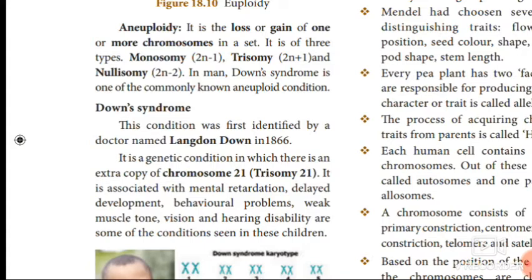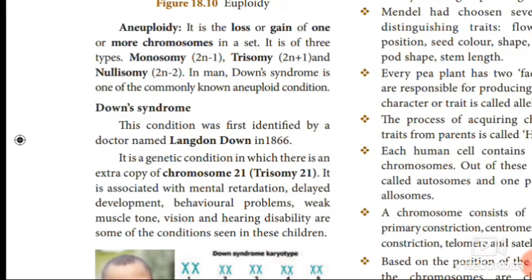For example, the first type of aneuploidy is monosomy. Mono means single. From the diploid set of chromosomes, one chromosome is lost. It is called monosomy, also written as 2n minus 1. The next type is trisomy. In trisomy, one chromosome is added, so 2n plus 1. For example, if 46 chromosomes are there, 46 plus 1 gives 47 chromosomes. That is called trisomy. In monosomy, 2n minus 1, 46 chromosomes in the diploid set become 45. Then nullisomy: nulli means 0, here it is 2n minus 2. That is called nullisomy.